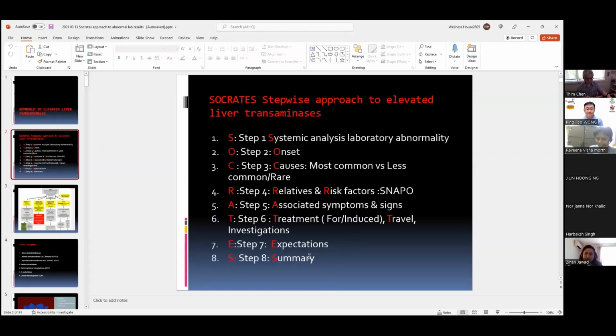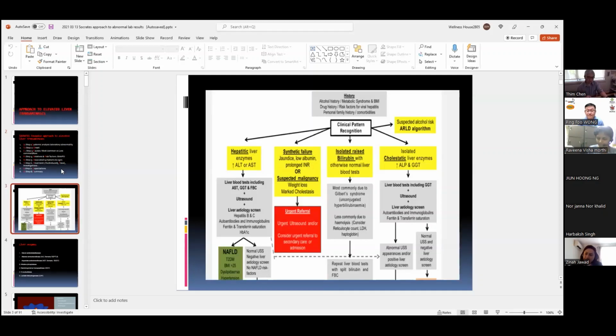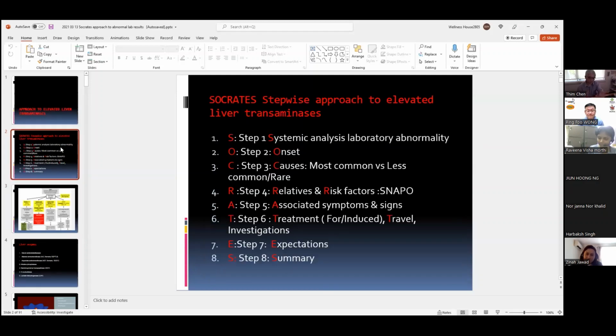E is expectation. So we ask the patient, is that what you expect? No? Is that what you want? Then we do a summary, and then probably we come to a conclusion. So this is an example that can be used for any lab parameters given in the exam and in your practice. It's a Socrates approach, I call it.